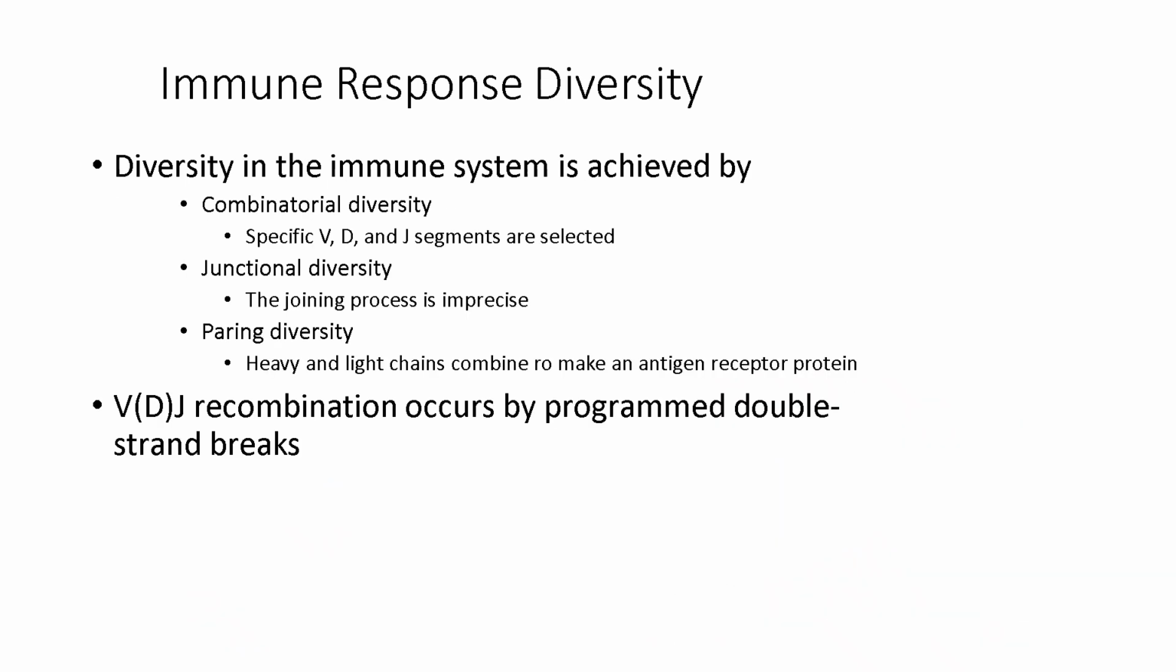There are three key contributors to immune diversity. First is combinatorial diversity, where different V, D, and J segments are randomly selected. Second is junctional diversity, which arises due to imprecise joining. Finally, pairing diversity occurs when different heavy and light chains combine. This diversity arises through VDJ recombination, which involves programmed double-strand breaks in DNA.